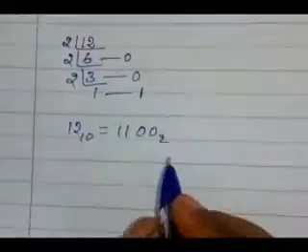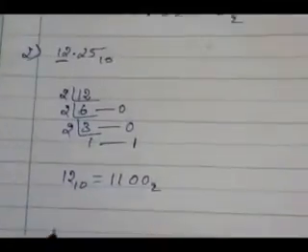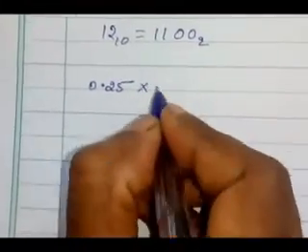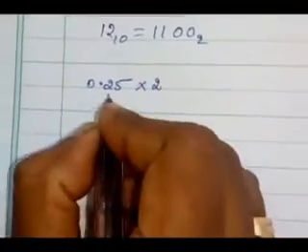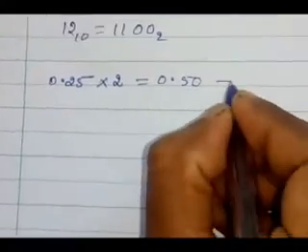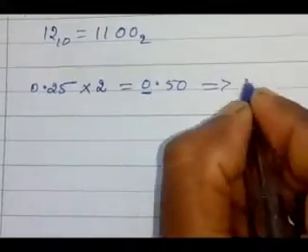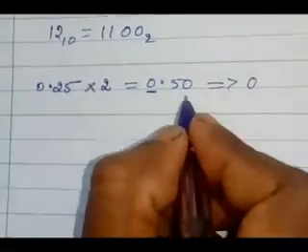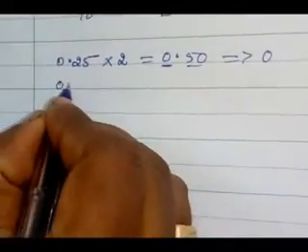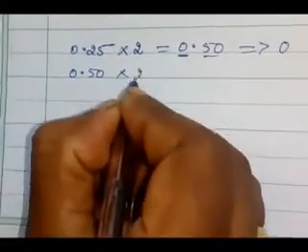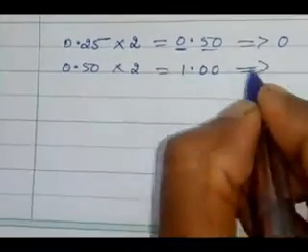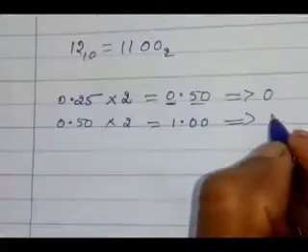Then we will see the 0.25. This 0.25 is multiplied by 2. Then we will get the answer 0.50. What is the integer part? 0. So you have to write 0. Then again multiply this decimal part by 2: 0.50 into 2, which is equal to 1.00. What is the integer part? 1.